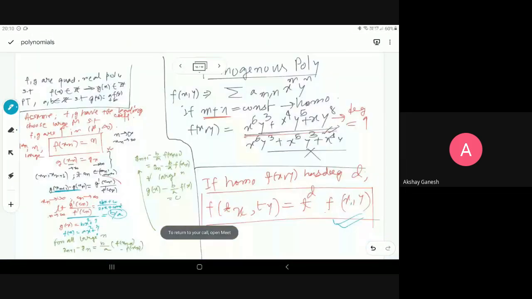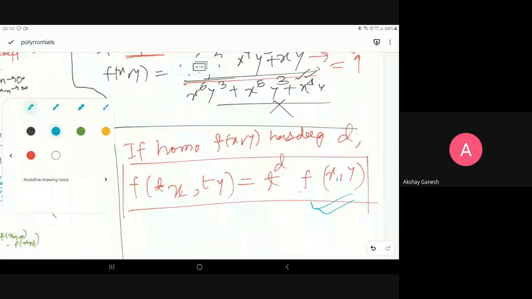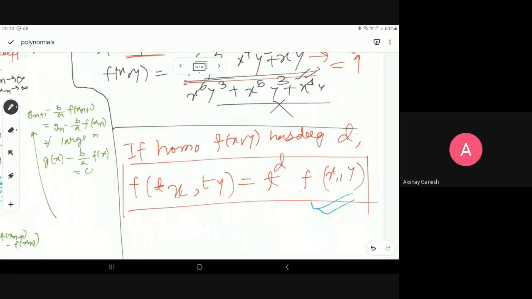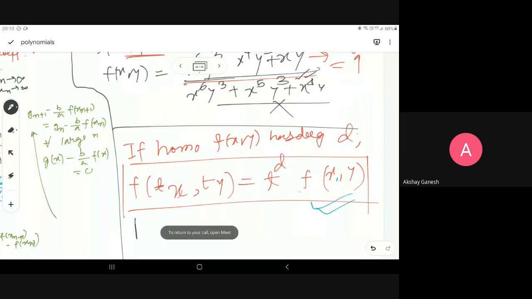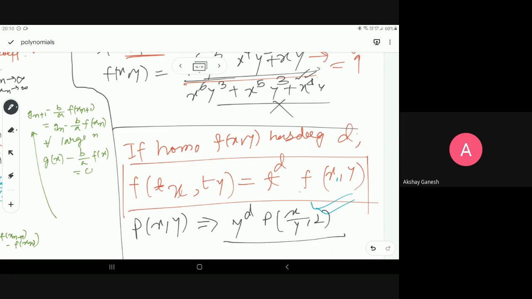Okay, so how will we use this? Suppose you have been given a homogeneous polynomial p of x comma y. What we will do is treat t equals y, basically extract the y out of this and write this as p of x by y comma 1. Do you understand what I am doing? To ease our purposes, we will write p of x comma y as this.